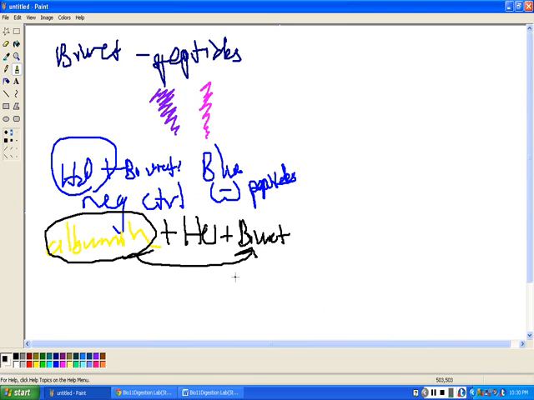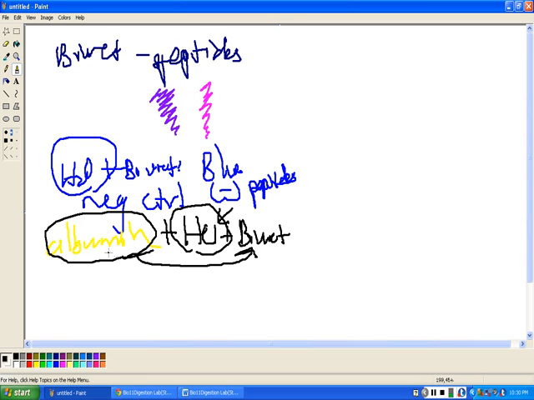I guess if we wanted to be really technical, it should have just been albumin with biuret to be the positive control. Since we did add some HCl, it makes it a variable, causing it to be more of an experimental test tube. But I think the reason why we ended up adding HCl, you'll see in the next test tube that we were talking about.